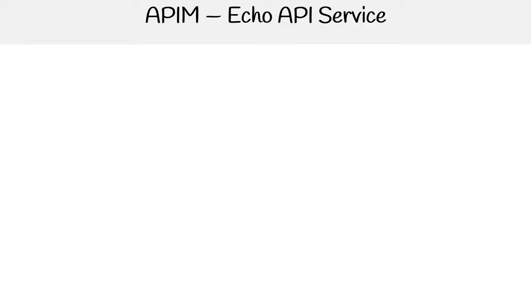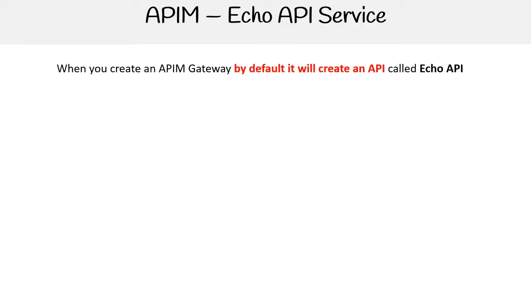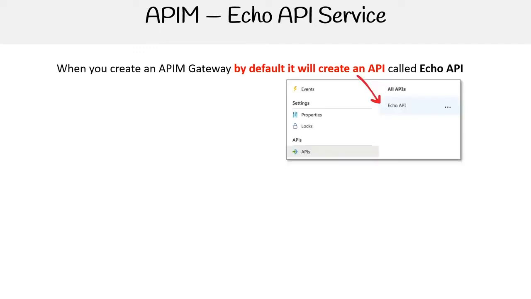All right, let's take a look here at the Echo API service. So when you create an APIM gateway, that's the first thing you'll do. You'll get by default this thing called Echo API. And I was like, whoa, what is this thing? I wasn't sure what it was. And I thought it was kind of interesting. That's why I expand upon it here, which I didn't really see much of it in the documentation. So I had to piece things together.